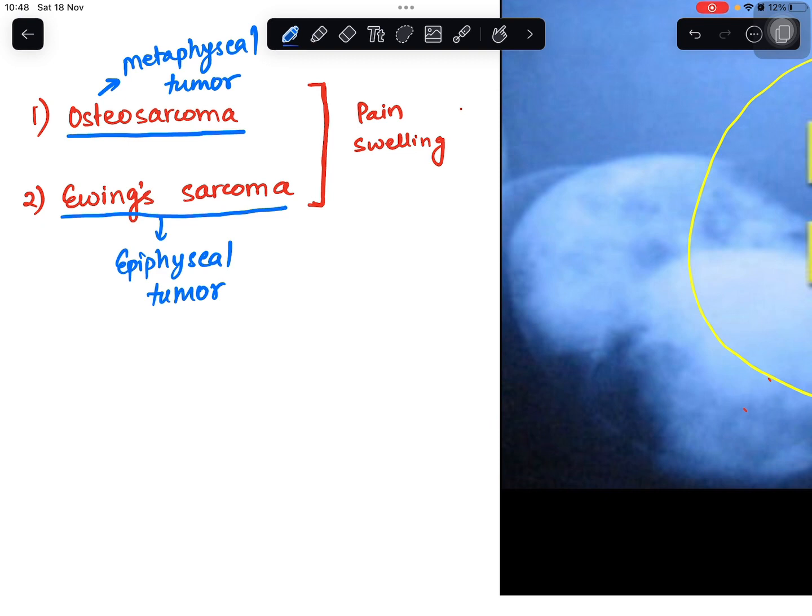How are we going to be sure that this is the case of osteosarcoma and it is not the case of Ewing sarcoma? This is by some of the radiological investigation. We are going to take the help of radiology. We are going to do some sort of X-ray of the affected part, and then we can find out whether it is the case of osteosarcoma or not. What are the radiological findings?